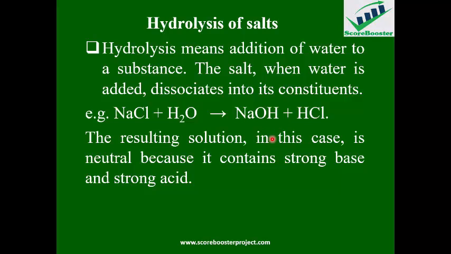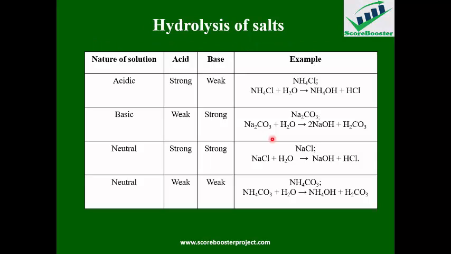I don't mean there is an imbalance now. I mean in terms of the strength of the acid or base. If the base is stronger than the acid, then we have a basic solution. And we have an acidic solution vice versa, that is if the acid is stronger than the base. If the two of them are weak, we have neutral also. So this table provides the idea of the resulting solution after hydrolysis.